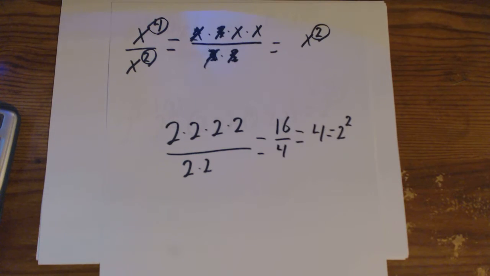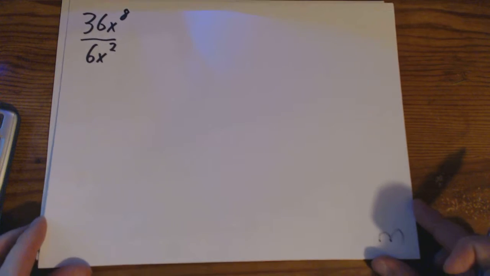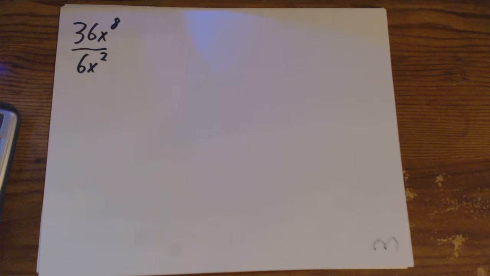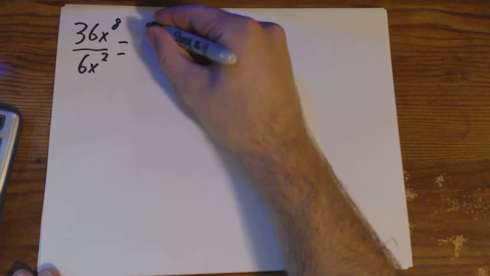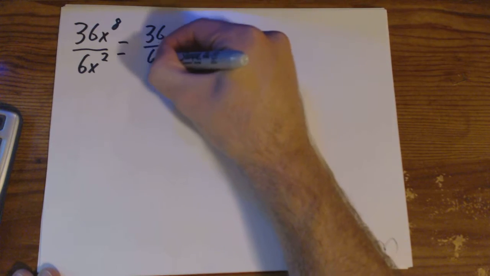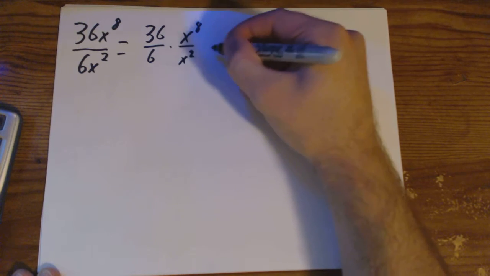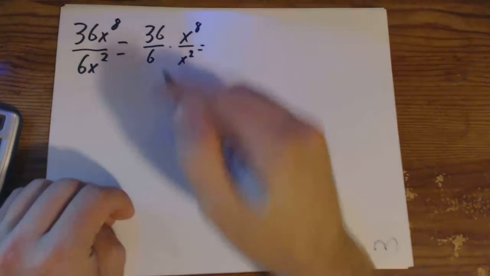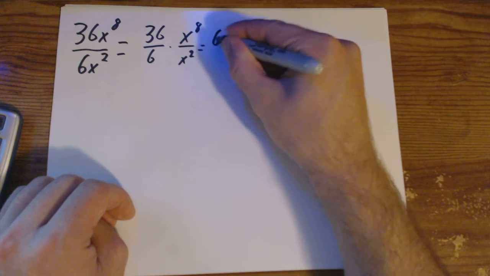So let's look at a little bit more complicated example for practice. We have 36 times x to the 8th power divided by 6 times x to the second power. Now what I'm going to suggest is first step, let's break this up a little bit. Let's put 36 over 6 times x to the 8 over x to the second. Now, for simplicity's sake, we're going to break this all the way down. Obviously, you might see 36 over 6. You're just going to divide it and say the answer is 6. But I'm going to show this step by step.